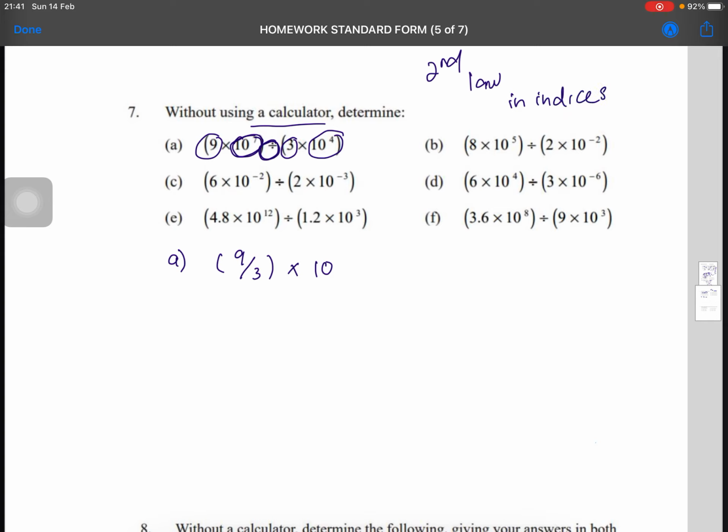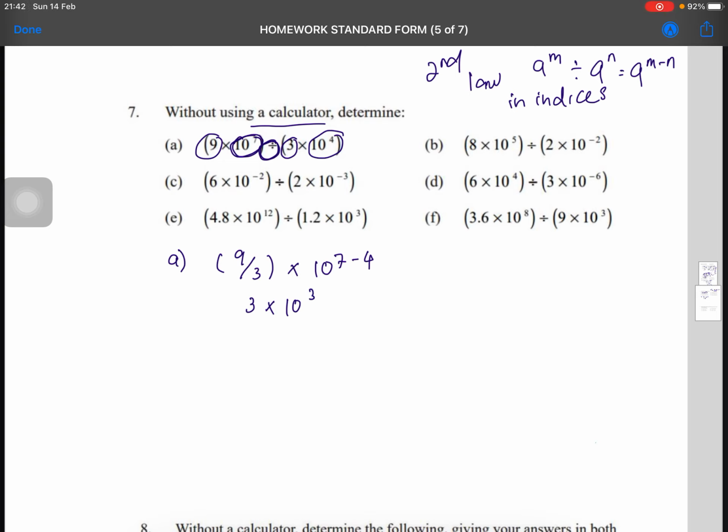Do you still remember? A^m divided by A^n equals A to the power of m minus n. Okay, so here we apply this second law in indices. 10 to the power of 7 minus 4. 9 over 3, we have 3 times 10 to the power of 3.